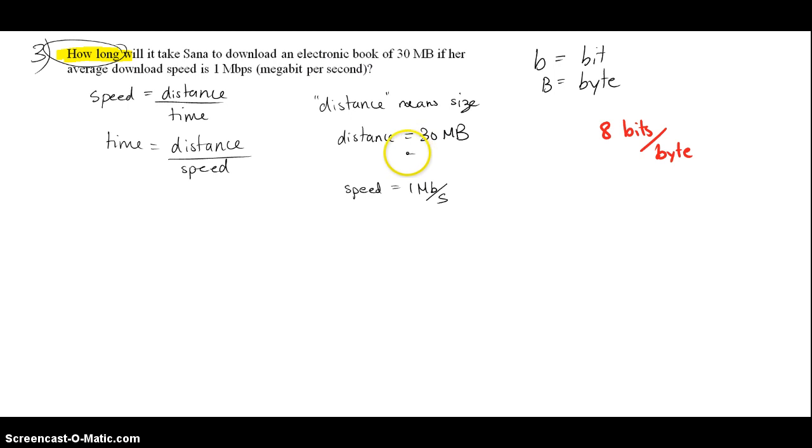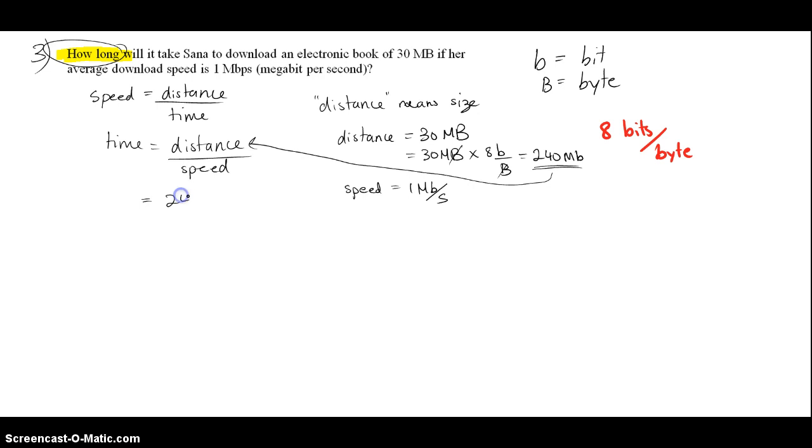So what I do is I take this 30 megabytes and multiply them by 8 bits per byte. And then of course those will cancel, and 30 times 8 is 240, and then I've got megabits. That's my size now, my new size. So that's what I can plug in here for distance. So this can go in over here into my formula.